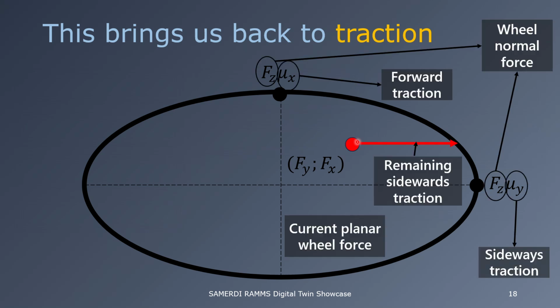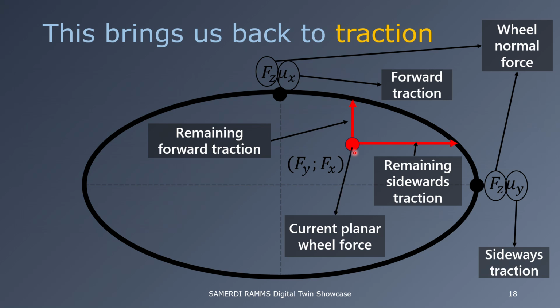All right, and then we can, sorry, I should have shown these earlier, but I've just discussed this. We can then interpret this horizontal distance as how much traction remains in our sidewards direction, right? And similarly, this distance tells us how much traction remains in the forward direction.